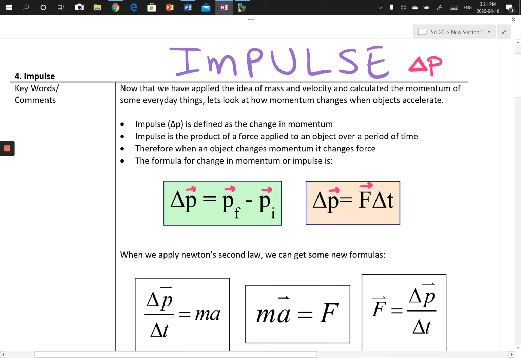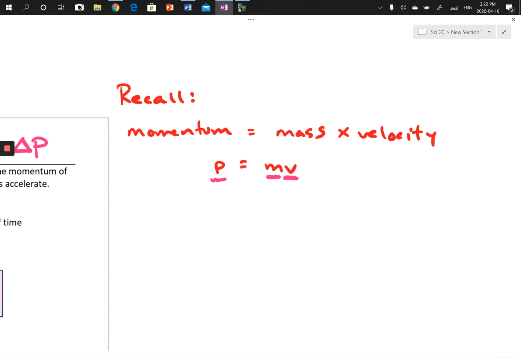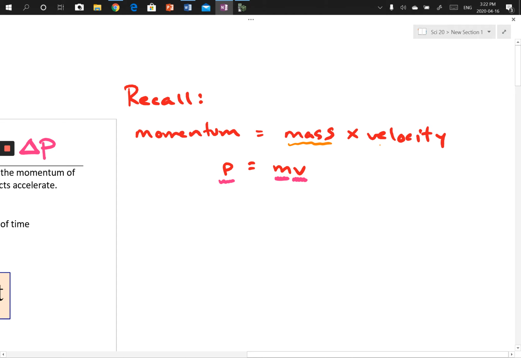In this video, I am going to teach you about a physics concept called impulse. And to talk about impulse, first thing we got to do is think back to last week, and we learned about something new called momentum. So we just want to recall that momentum is the mass of an object multiplied by its velocity. And that's going to give us momentum. The symbol we use for momentum is that P.